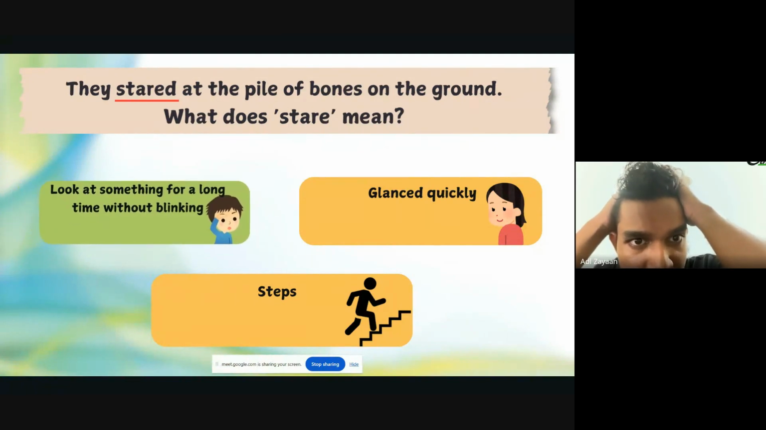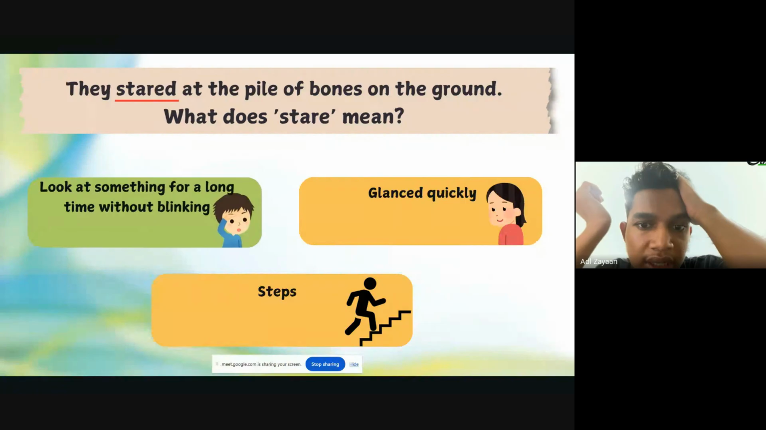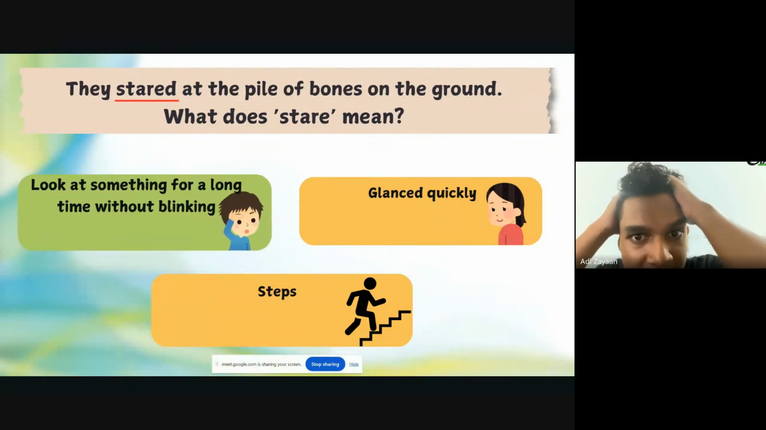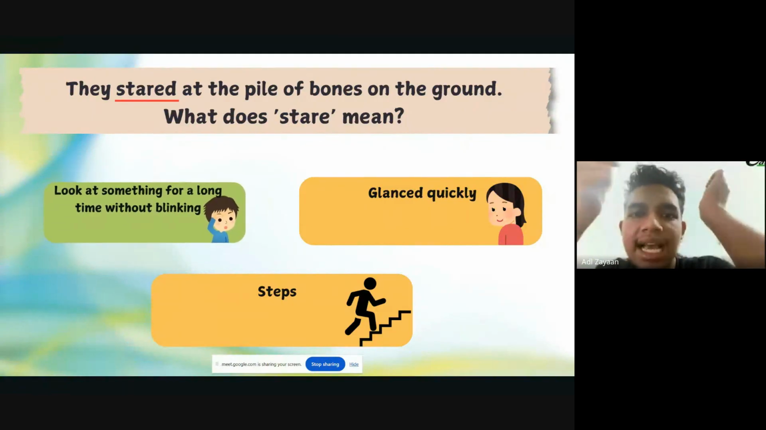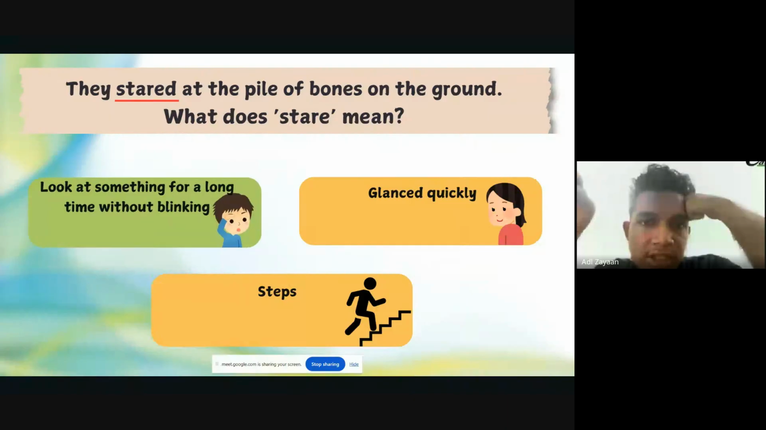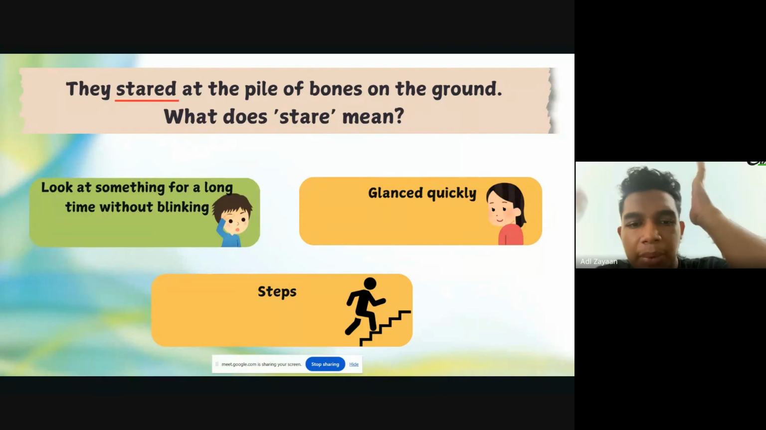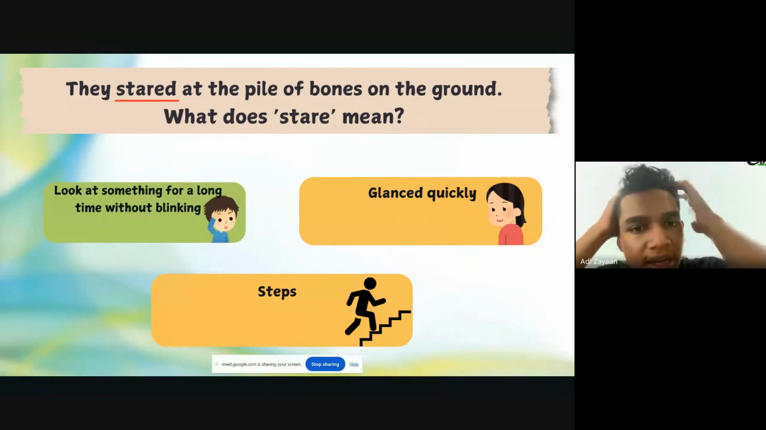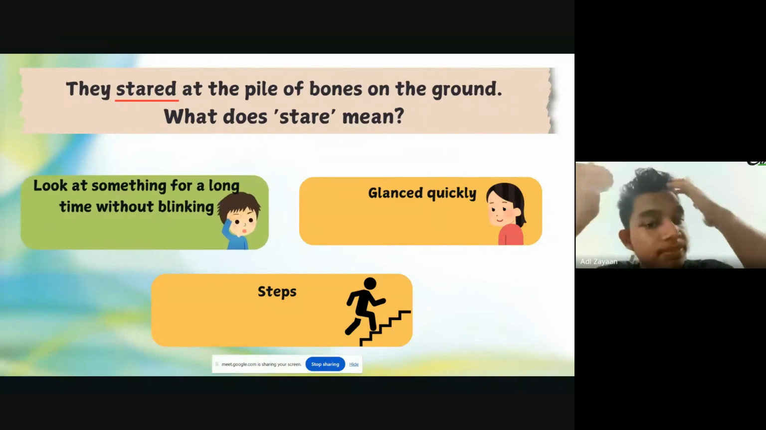There is another word for the third option, stairs. That thing is stare. Stare is spelled S-T-A-R-E, and stair is spelled S-T-A-I-R. The pronunciation is almost the same, but the meanings are different. Okay, cool, got it.